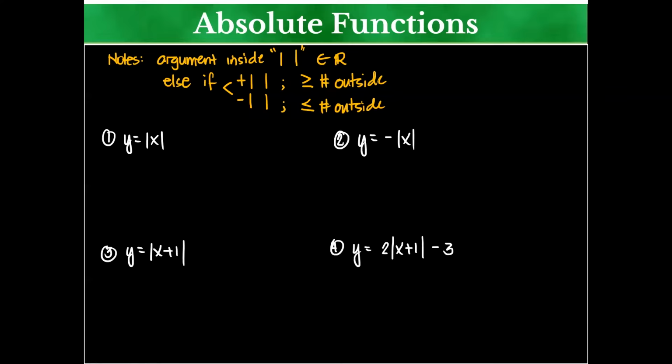Pero in this case, I want you to give me also the vertex. What's the vertex? Di ba? Vertex is 0, 0. In this case, the vertex, sometimes in some books, it's called turning point for absolute functions. Here, when will the absolute value be equal to 0, guys? When x is negative 1. Therefore, the vertex is negative 1, 0.